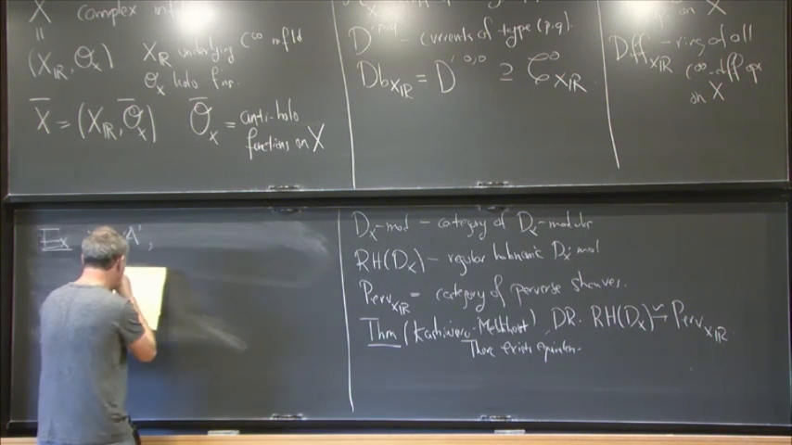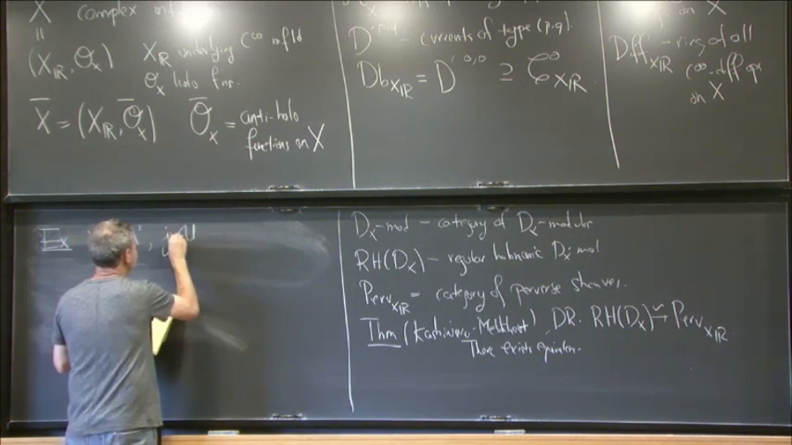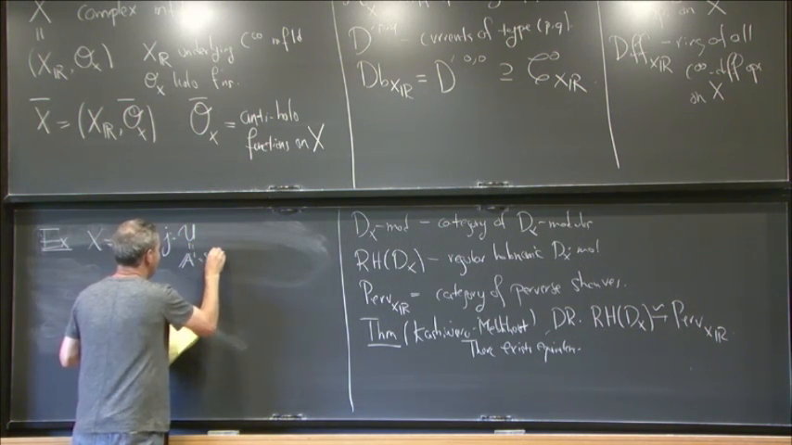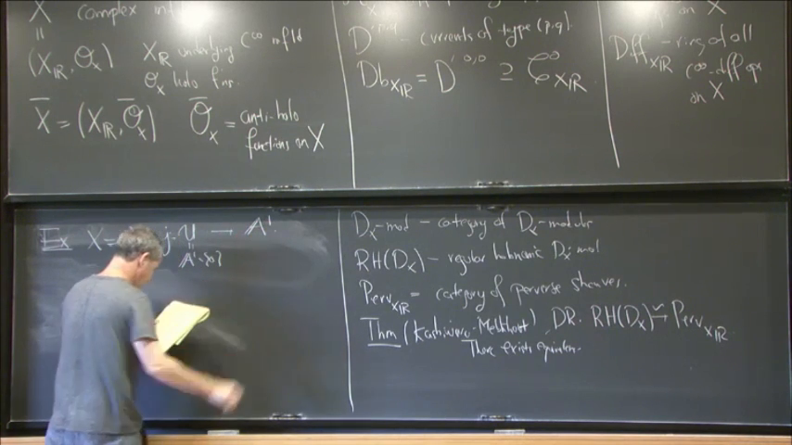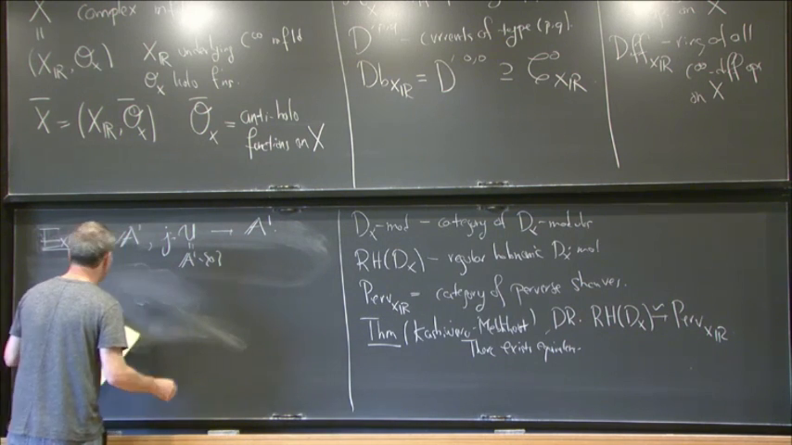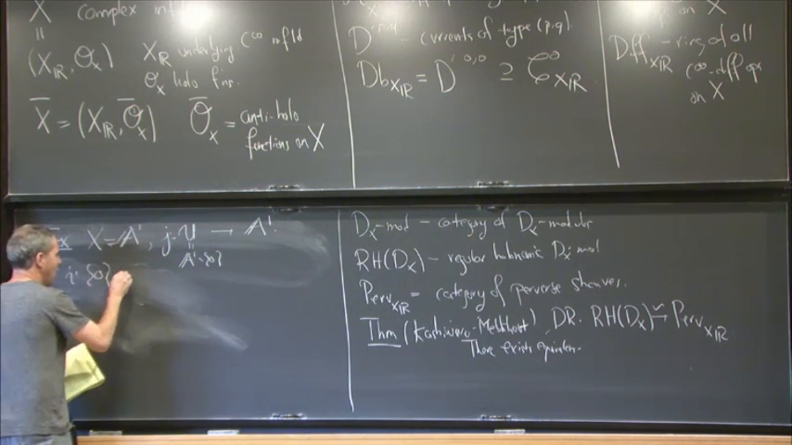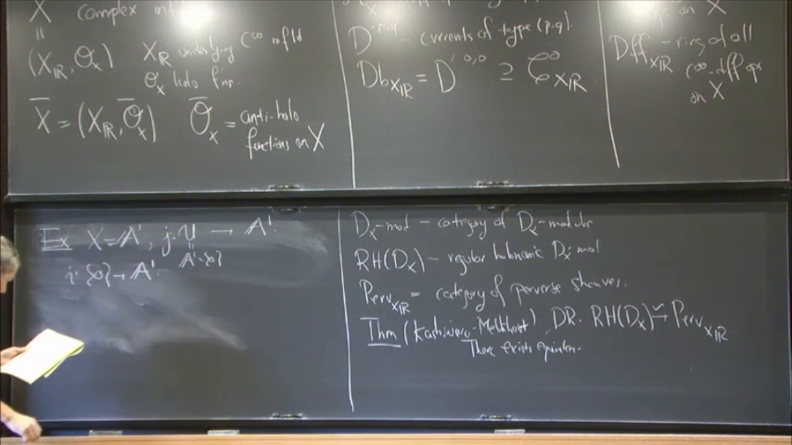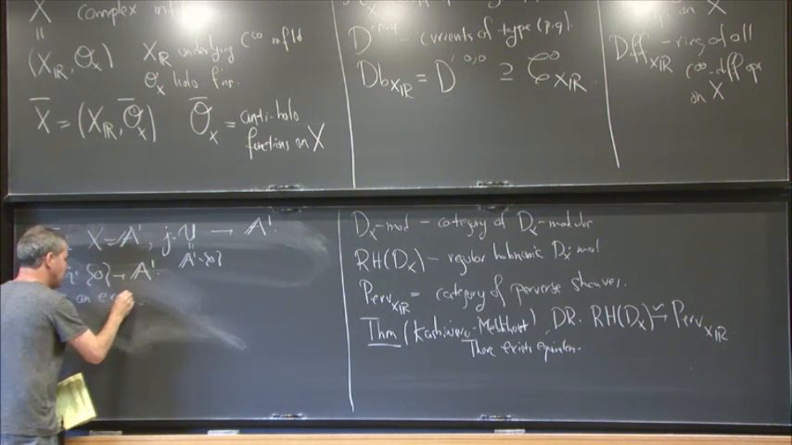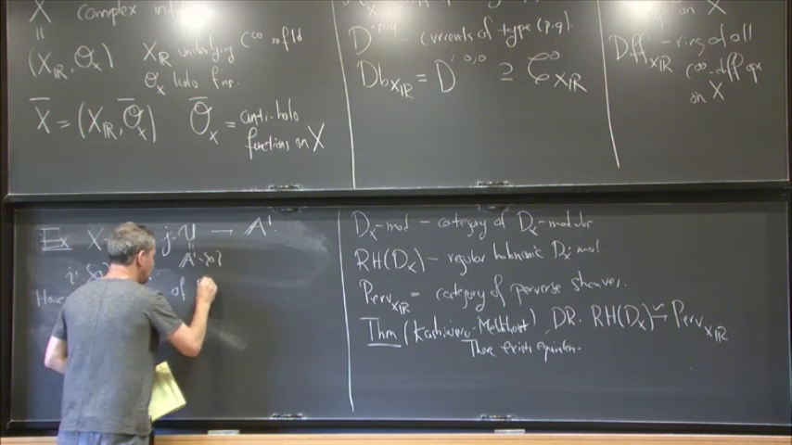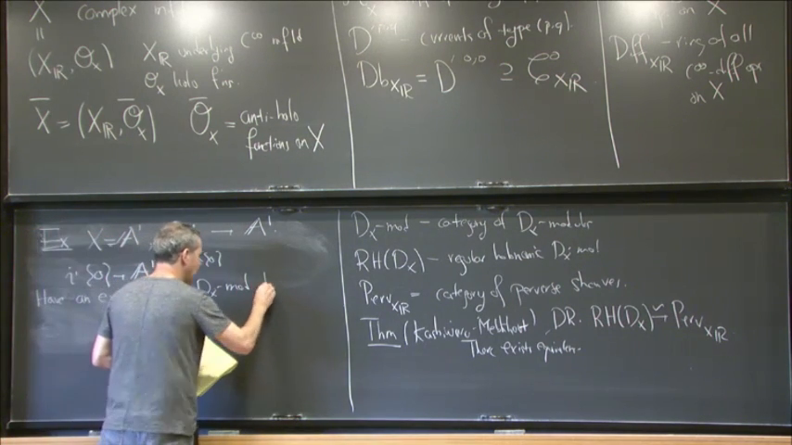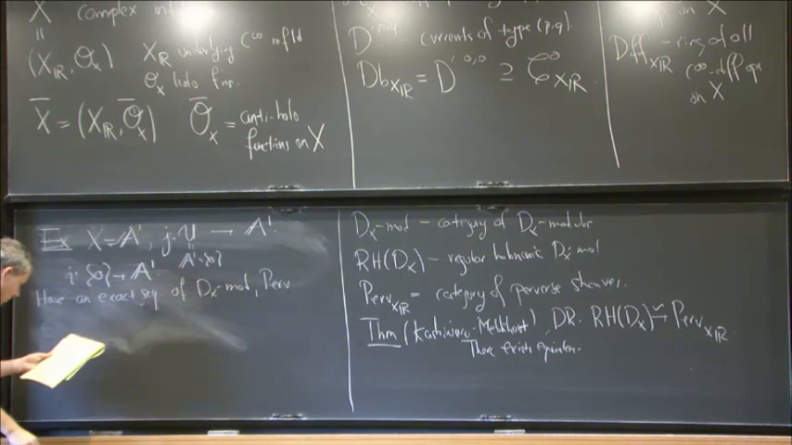So we have X equals A1, and j is the map from U equals A1 minus 0 to A1. Let i be the map from 0 to A1. Okay, so we have an exact sequence of D_X modules. And then I'll write down the perverse sheaves because sometimes it's easier to think about perverse sheaves.